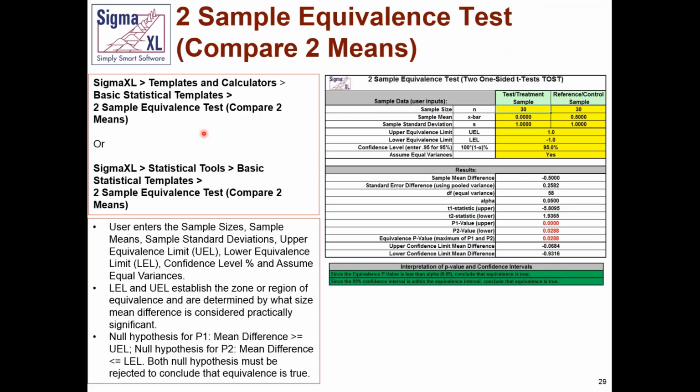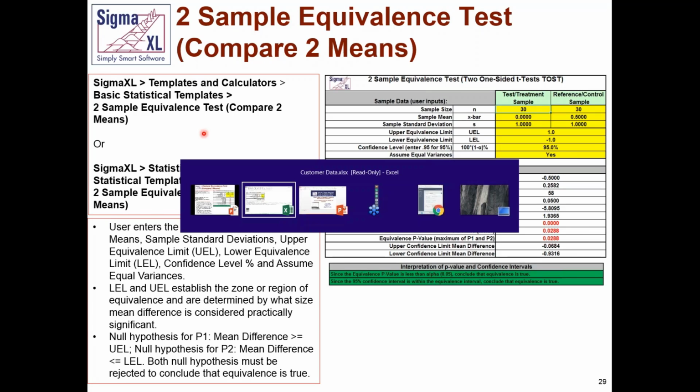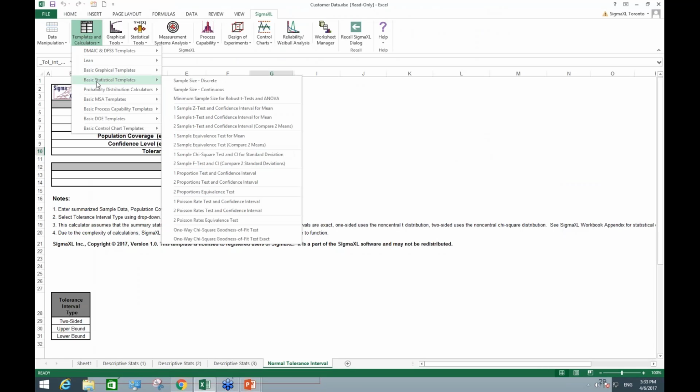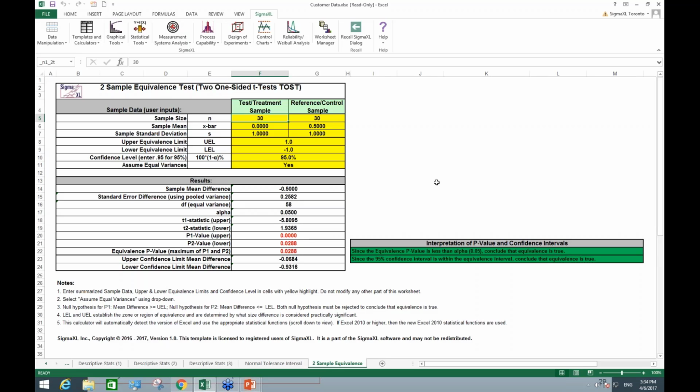Now I want to talk about the equivalence tests, and I'll go back to Excel to demonstrate the equivalence test. This is under basic statistical templates. I'll skip the one sample and go to the more common two-sample equivalence test. So what exactly is an equivalence test? Well, it's different from the normal paradigm for a test of hypothesis, because typically when you reject the null hypothesis, you're saying that something is different. Now, when you reject the null hypothesis, we're actually saying the two means are equal.